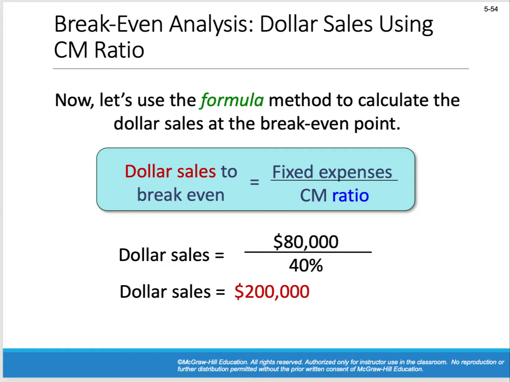We also have the formula method for calculating dollar sales and break-even, okay? If we're looking for dollar sales, what do I need to use? I need to use the CM ratio. So to figure out the dollar sales to the break-even point, I take my fixed expenses, and in this case, since I'm looking for dollars, I need to divide by the CM ratio. And I see that the dollar sales have to equal $2,000 in order for me to have a 0 profit, okay?